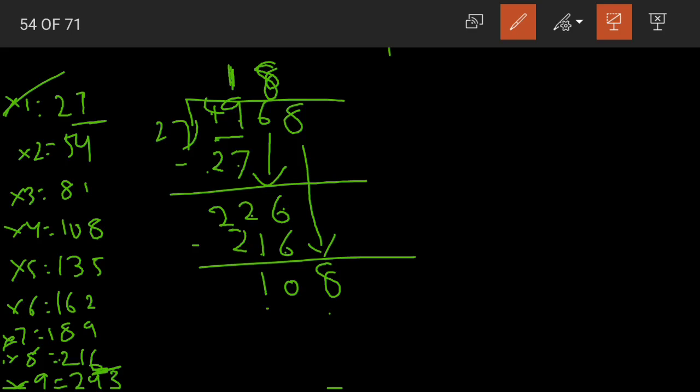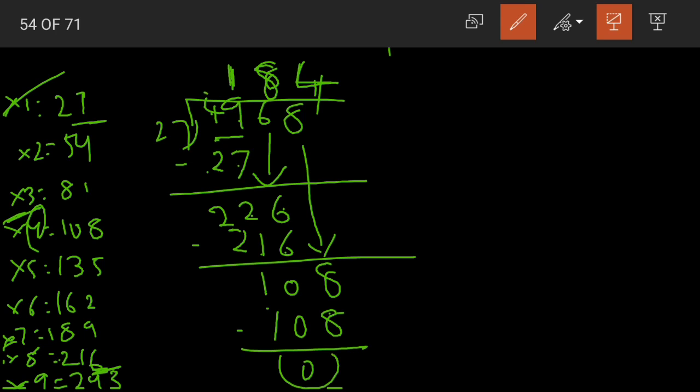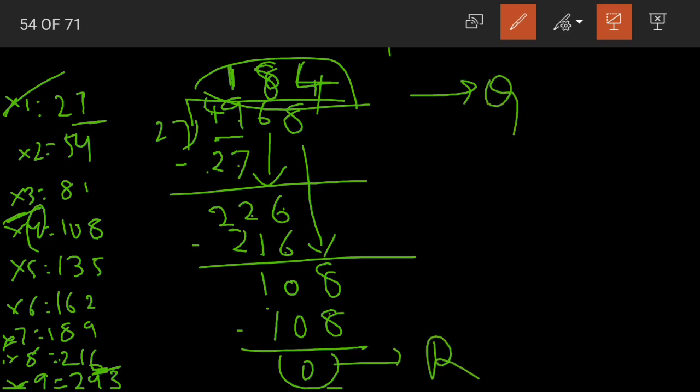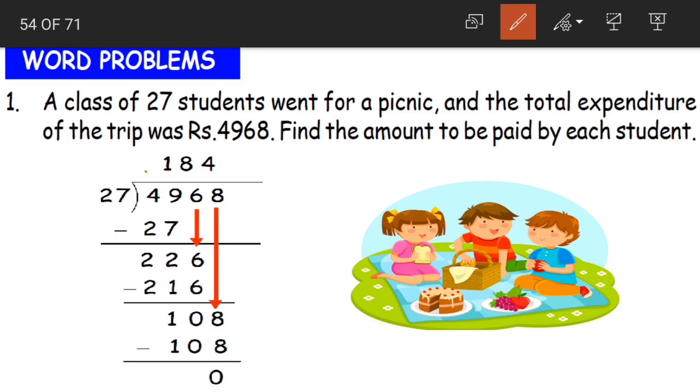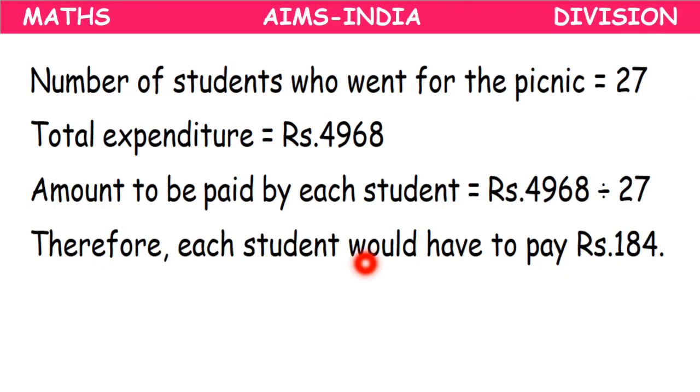Do we have 108 in the 27th table? Yes, we have. 27 4s are 108, so 4 in the quotient. When we subtract, 0 will be our remainder. Clear? 184 is our quotient, 0 is our remainder. Now what is the answer here actually? How much should each child pay? Yes, very good. Each student should pay 184 rupees. Remember, whenever you divide, the answer will be our quotient. Yes. So each student has to pay 184 rupees. That is our quotient.